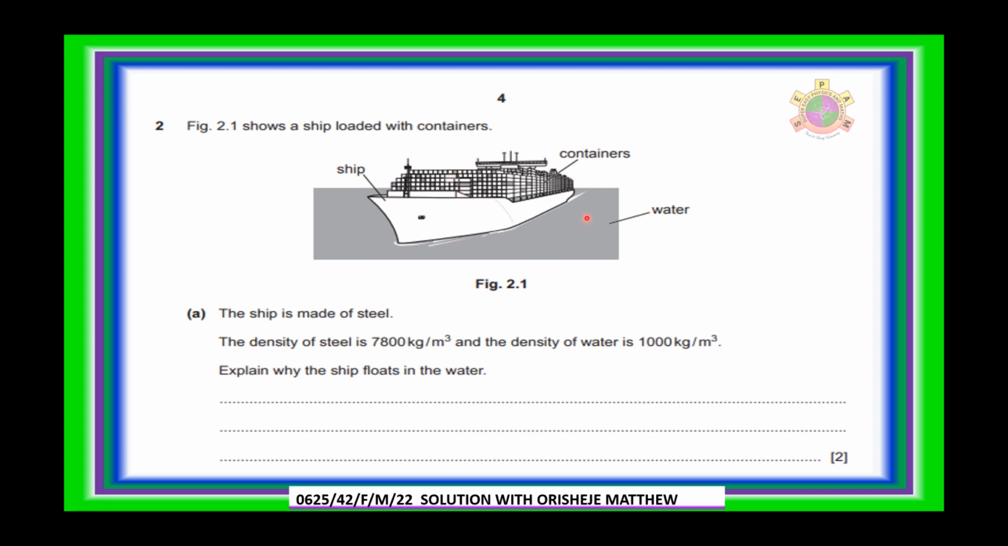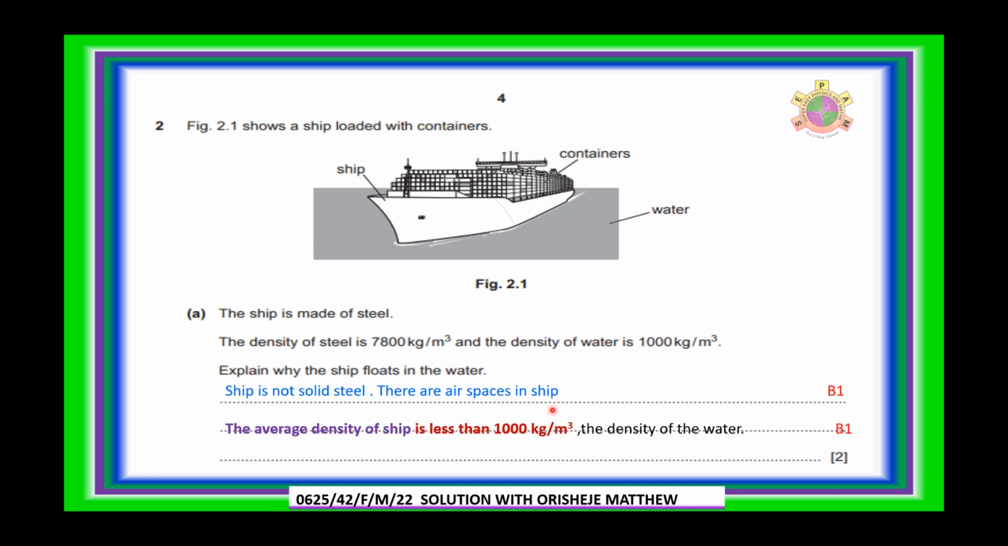So the average density of the ship is less than the density of water. That is why ship floats on water. So ship is not a solid steel. There are air spaces in the ship. So the average density of ship is less than 1,000 kilogram per meter cube, which is the density of water.